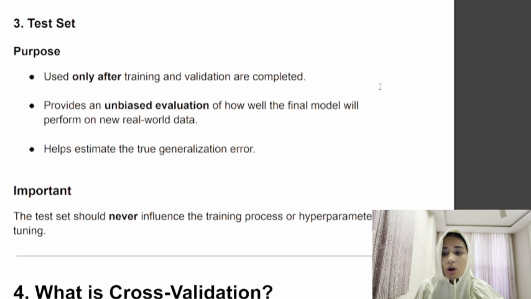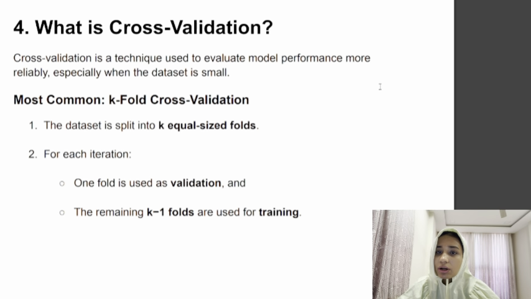Then what is cross-validation? Cross-validation is a technique to evaluate model performance more reliably, especially when the data set is small. The most common is k-fold cross-validation. The data set is split into k equal sized folds, where k is a constant.